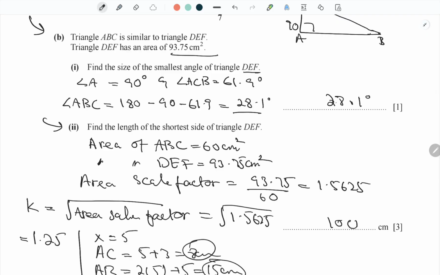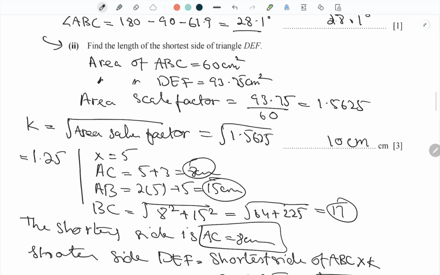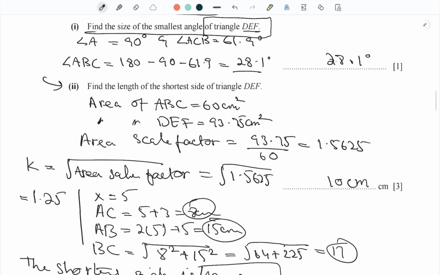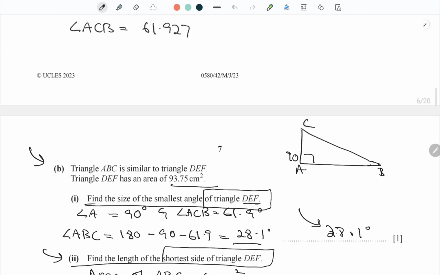10 centimeters is the answer, because they want us to find the shortest side. Wait, I just marked the wrong one. This one, the shorter side. So the smallest angle is 28.1 degrees and the shortest side is 10 centimeters. I hope you understand this question.